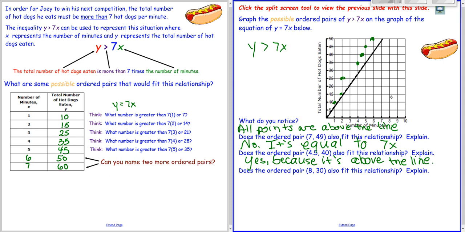What about 8, 30? Let's come to 8 and 30. Now, think about how much he ate before at 8 minutes. Before, he was eating 7 times 8. So 7 times 8 is 56. So he was eating 56 hot dogs before. Well, you should be able to clearly see that 30 hot dogs is less than 56 hot dogs. But also, you could see that this is not fitting the other pattern that we came up with. This point is below the line. So no, it doesn't fit the relationship because it is below the line.